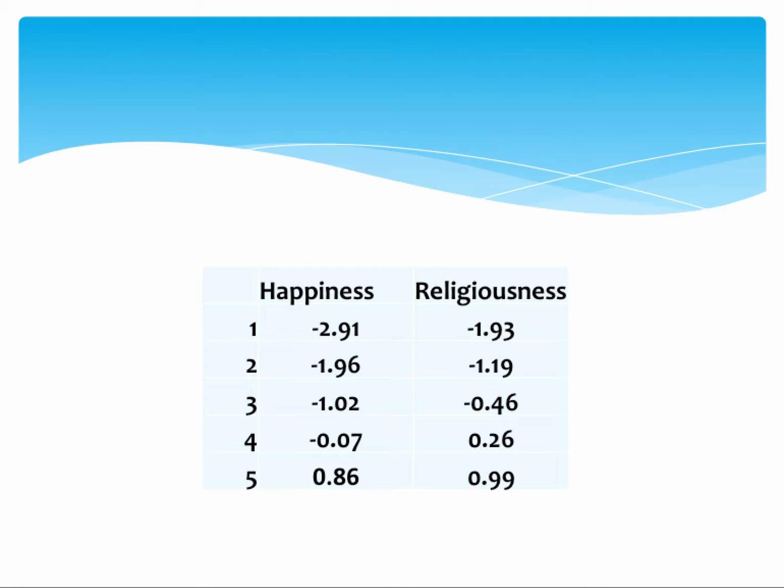Alternatively, for religiousness, let's say your score was a 2, that means you'd be 1.19 standard deviations below the mean. However, if you scored a 4, you're actually 0.26 standard deviations above the mean. And this is kind of peculiar to some people, but it means that a score of 4 in happiness is not equal to a score of 4 in religiousness, right? A score of 4 in happiness is lower than the mean, whereas a 4 in religiousness is above the mean. And this is the beauty of standard scores, is you can see compared to other people where you are, regardless of the units.